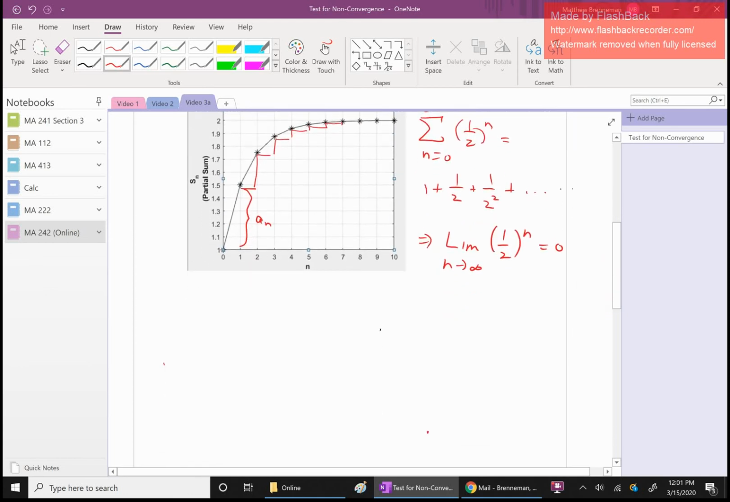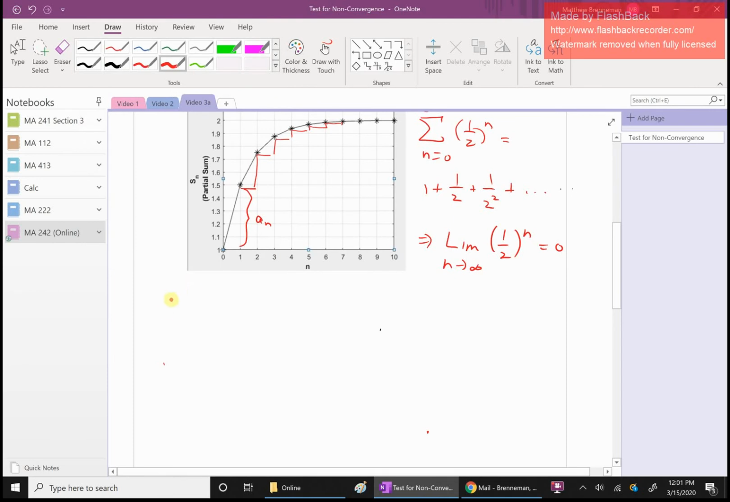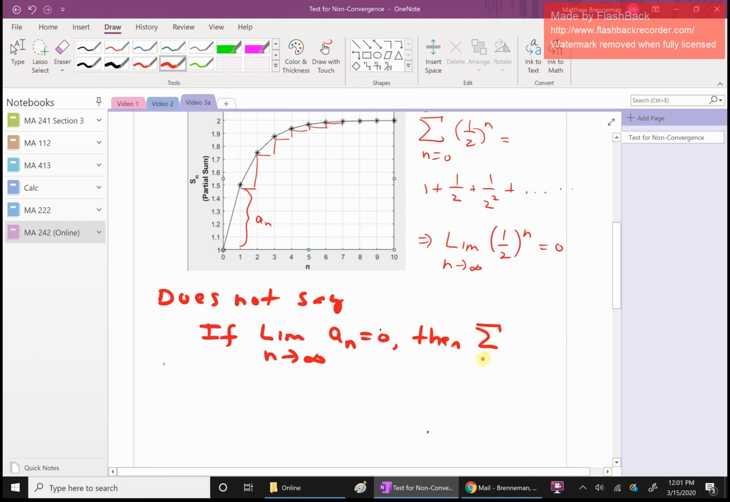It's important to understand what this result doesn't say. So it's important to appreciate the fact that this theorem does not say that if the limit of the sequence terms is equal to 0, then the infinite series converges. It does not say that.